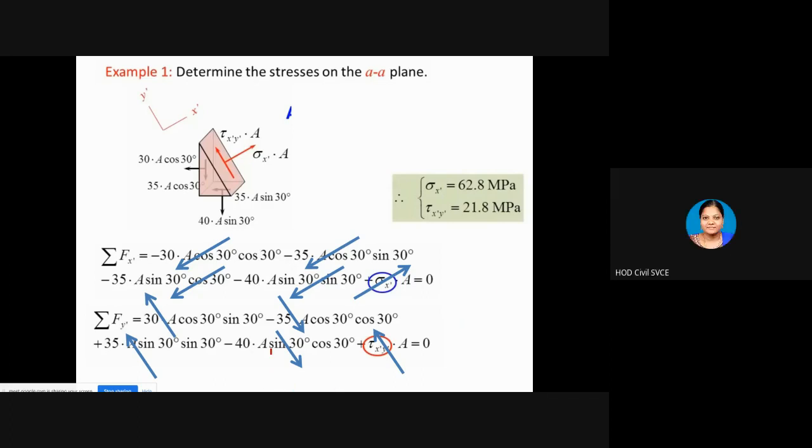Yes, a few participants are giving their responses in the chat box. Oh, chat box, okay. Yes, sir, I'm not able to see.